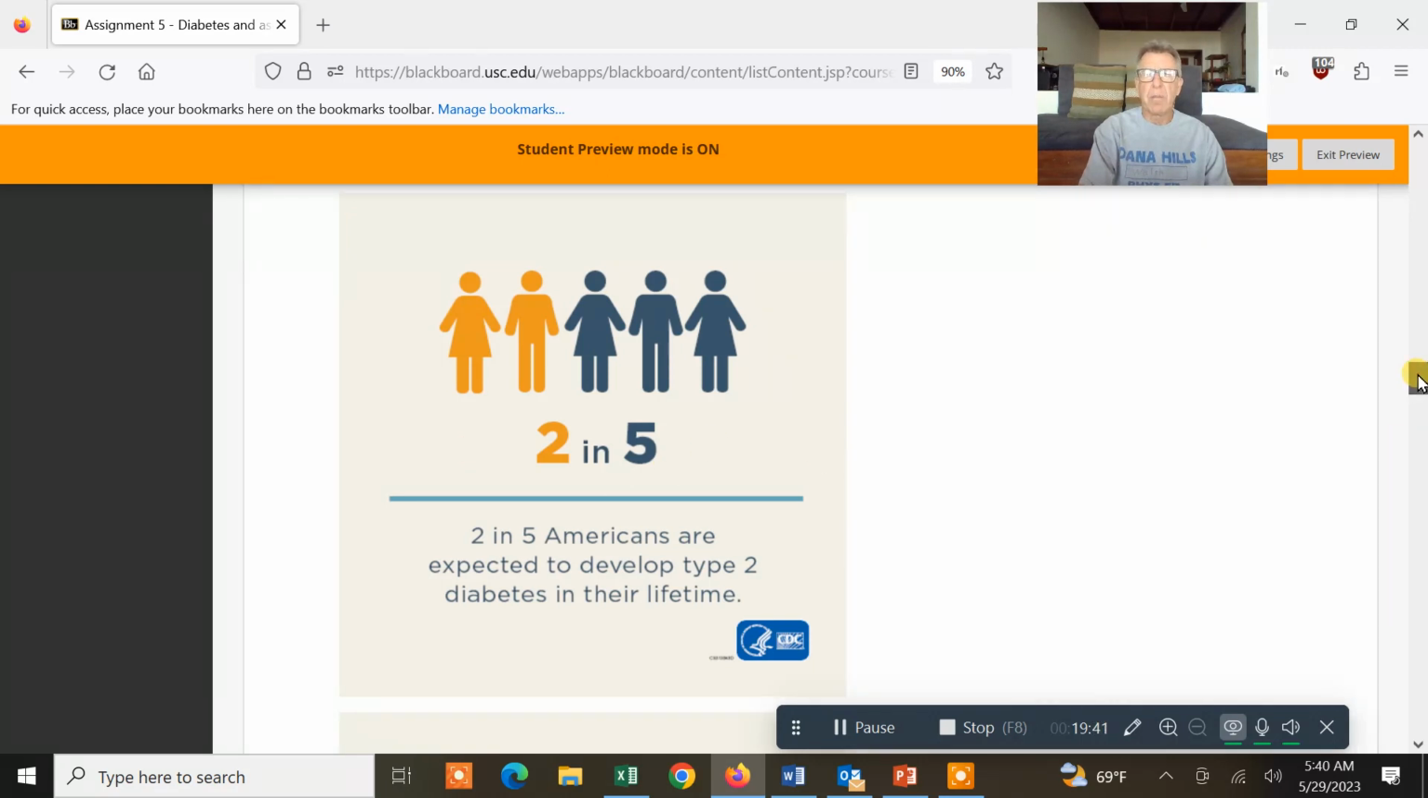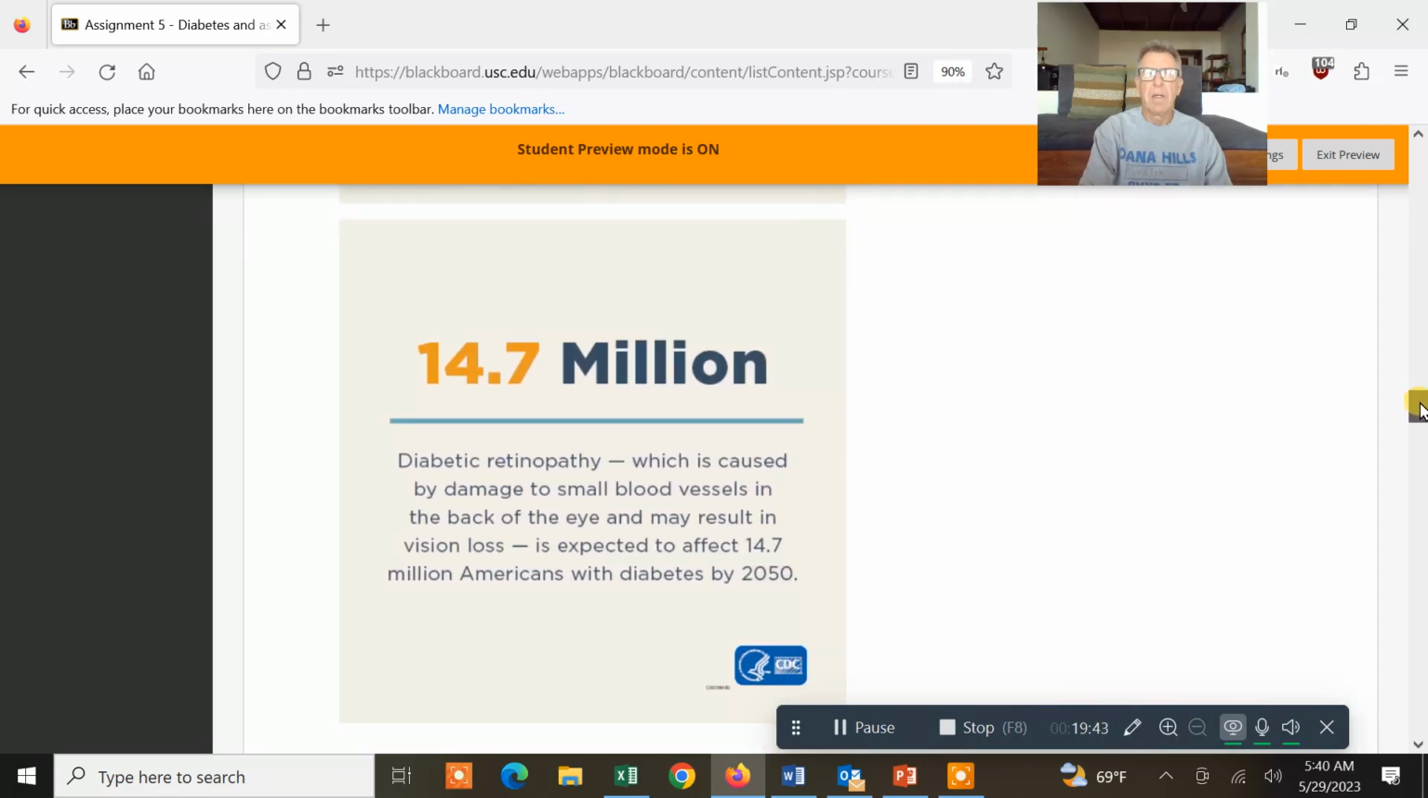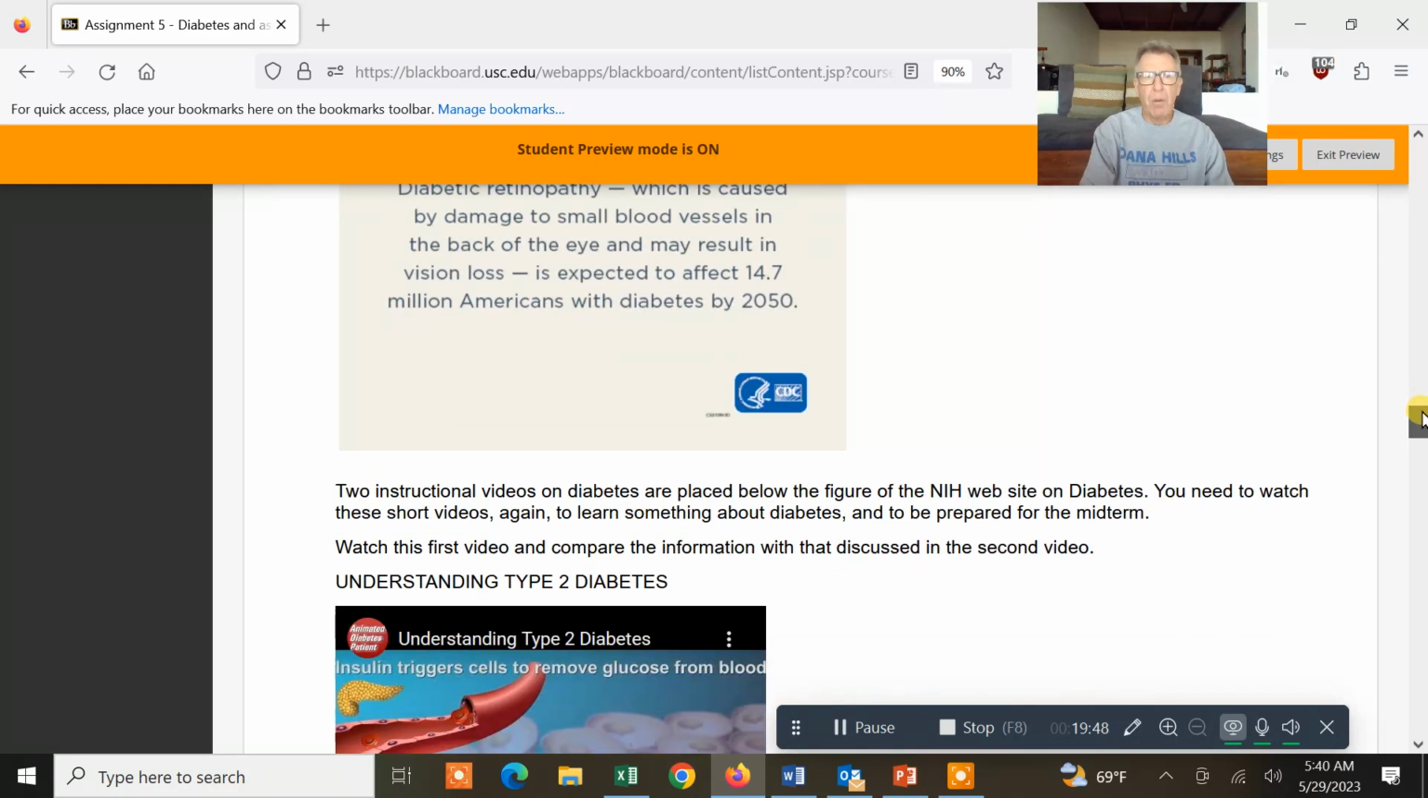All righty. So these are crazy numbers. 40% of Americans are going to be diabetics, okay? Many people are going to go blind from diabetes. That's a lot of people.